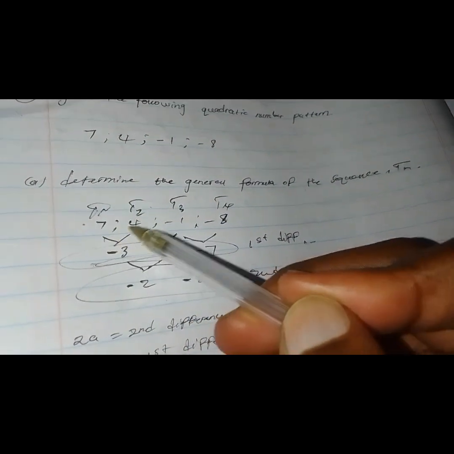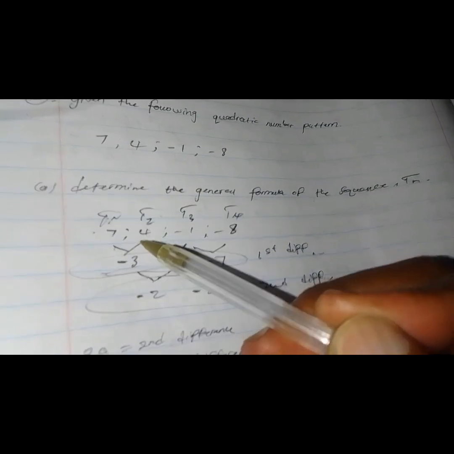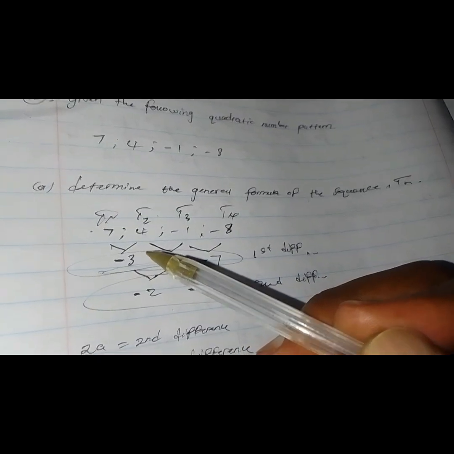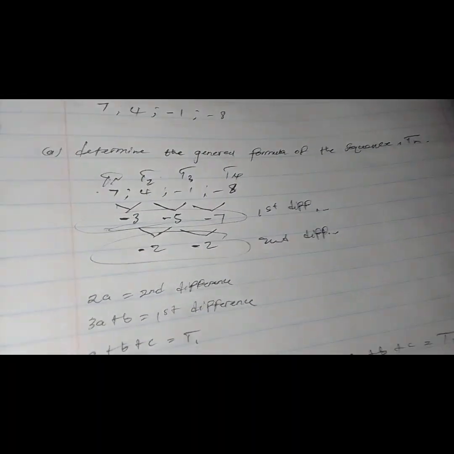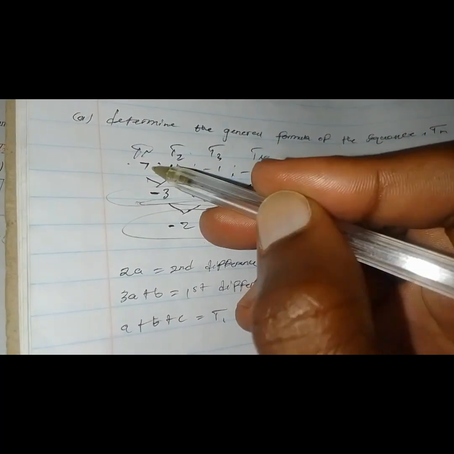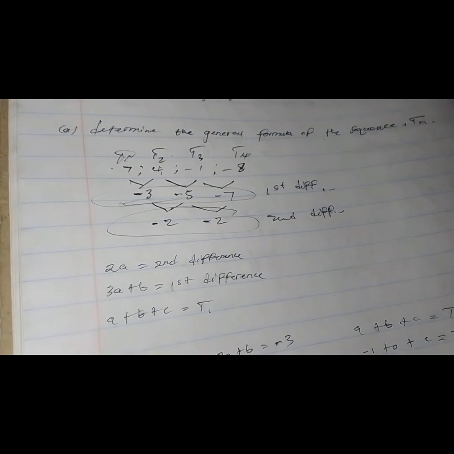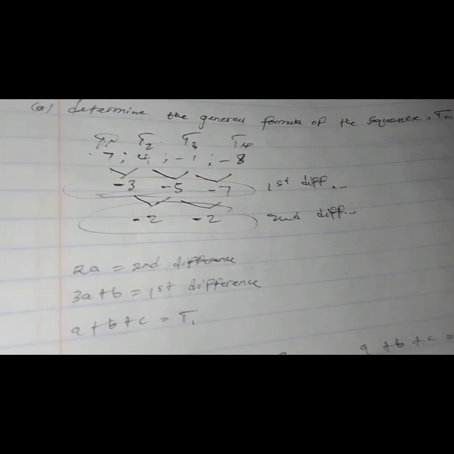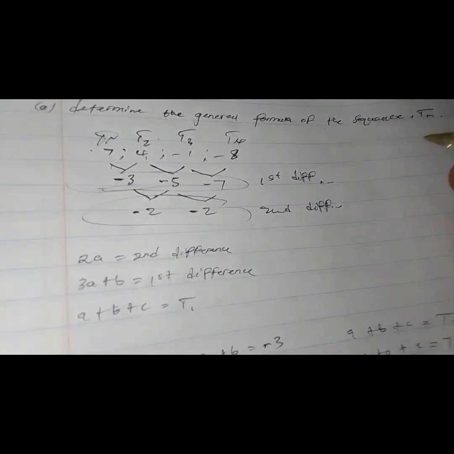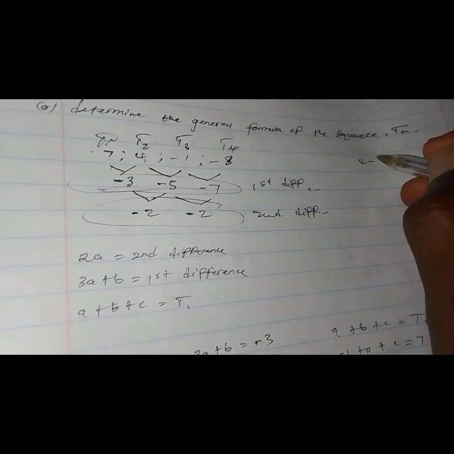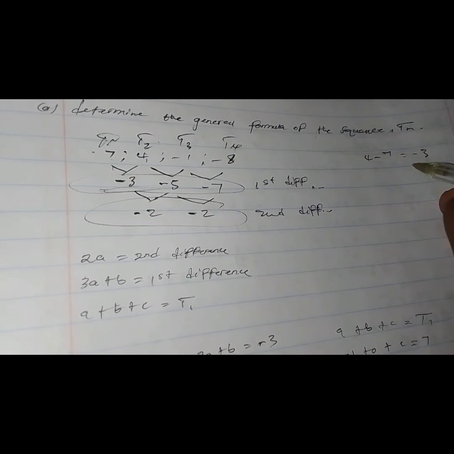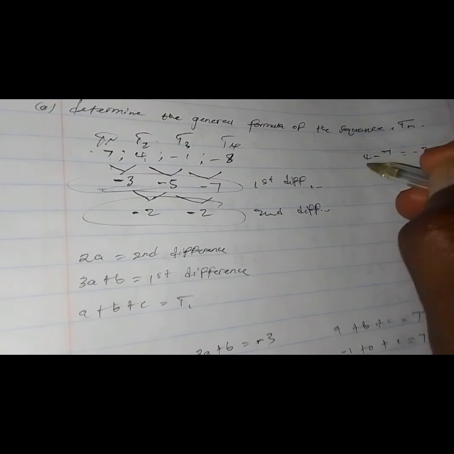Here you don't look at how big the number is. You just say the number that is ahead minus the number that is behind. That's how you find your differences. 4 minus 7 is -3. Don't forget, you always take the sign of the bigger number. It's 4 minus 7, which is equal to -3. This is basically 7 minus 4.